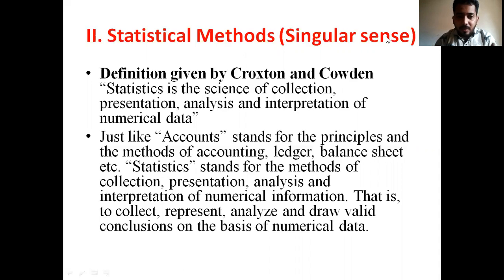Now there are so many definitions with reference to the second context, that is statistical method. Here statistical method means statistics as a method. So many research scholars call statistics a method. Now let me highlight the definition given by Professor Croxton and Cowden. They are famous statisticians. They have given a definition. I can highlight it on the screen. You can see.